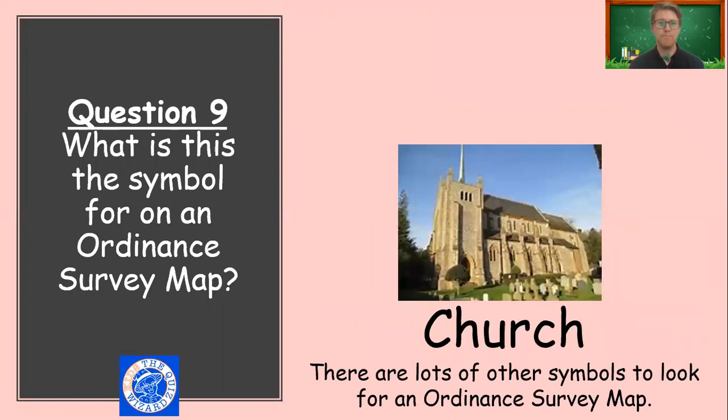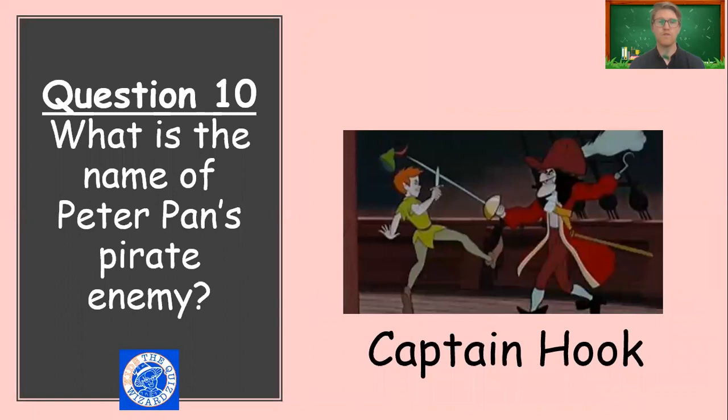Question 9, that symbol on an Ordnance Survey map was for a church. There are lots of different symbols that you could look at on an Ordnance Survey map. And question 10, the name of Peter Pan's pirate enemy is Captain Hook.